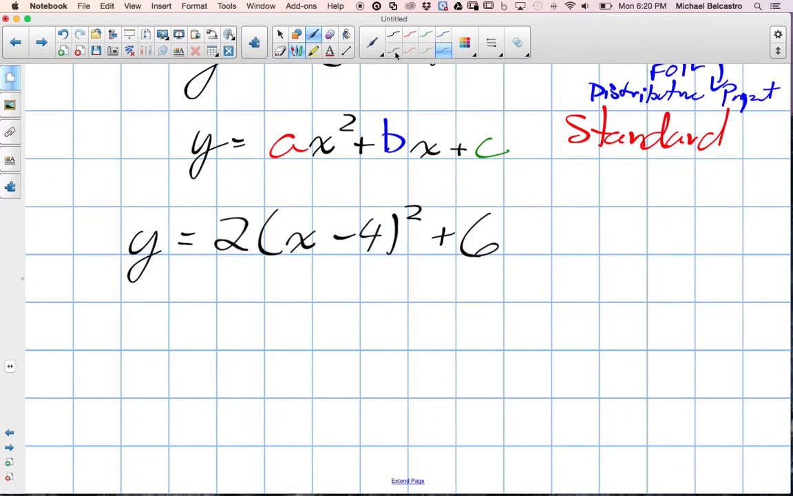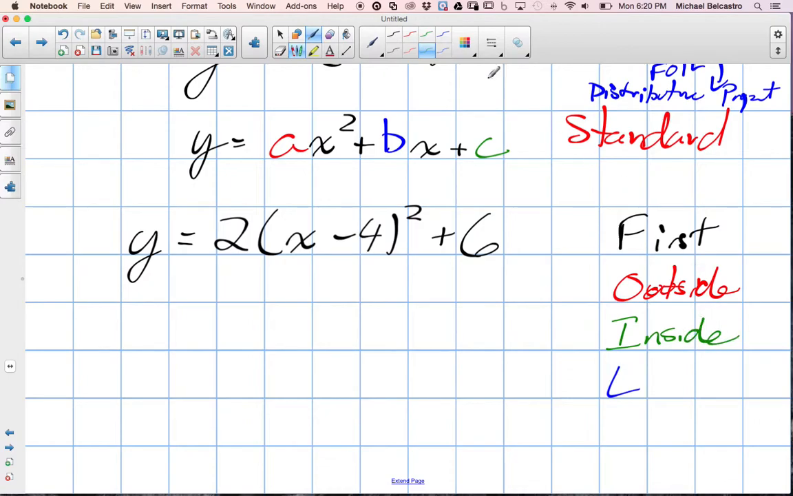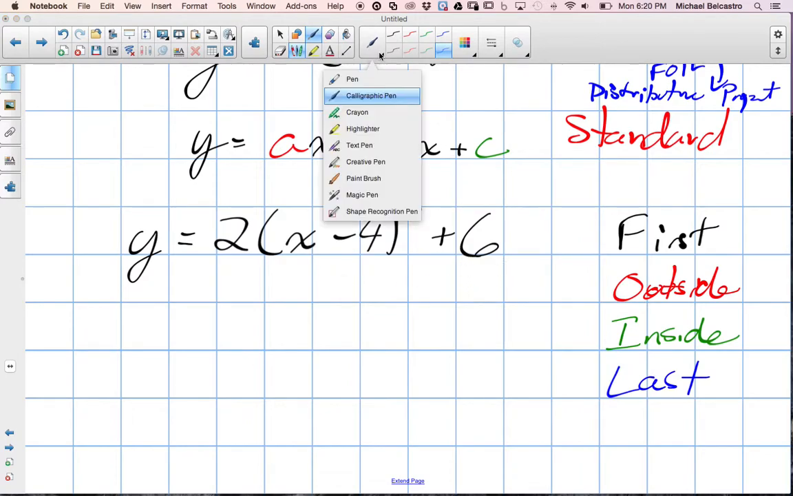Quick quiz again. Ready? We have FOIL, F-O-I-L. Tell me what they stand for. First, outside, inside, last. Nice. Whoops. First, outside, inside, and last. Beautiful.